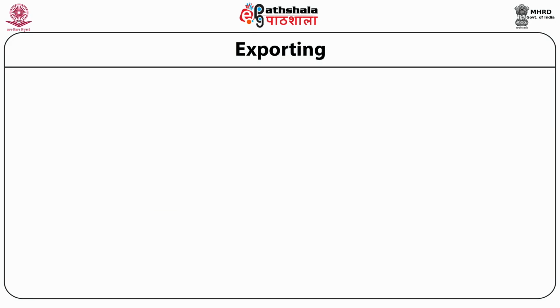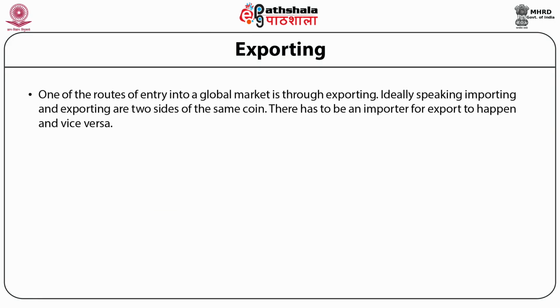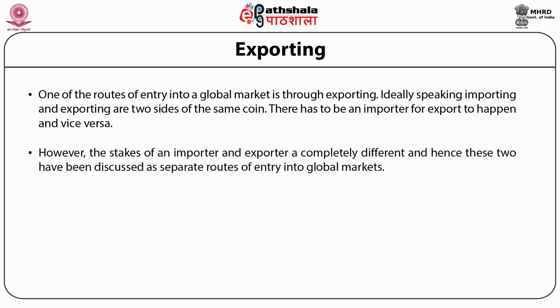Exporting. Students, one of the routes of entry into a global market is through exporting. Ideally speaking, importing and exporting are two sides of the same coin. There has to be an importer for export to happen and vice versa. However, the stakes of an importer and an exporter are completely different, and hence these two have been discussed as separate routes of entry into global markets.